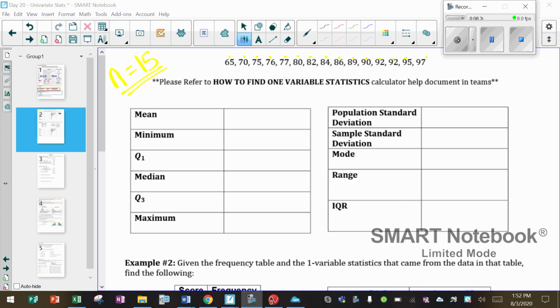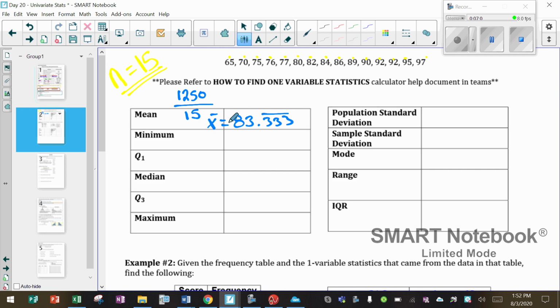So when we add them all up, we get 1,250. So to do our mean, we take that 1,250, which is the sum of all the scores, divide it by the fact that there were 15 scores, and that gives us our average of 83.333 repeating. The symbol was X with the bar over it, so there's our average.